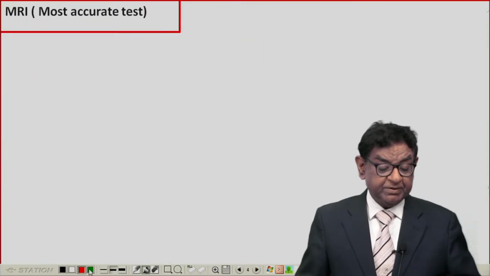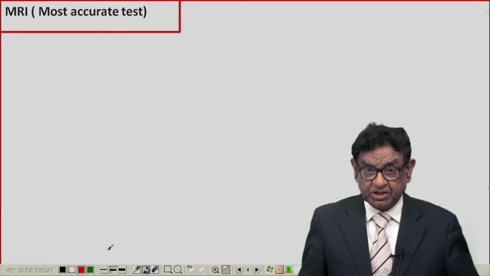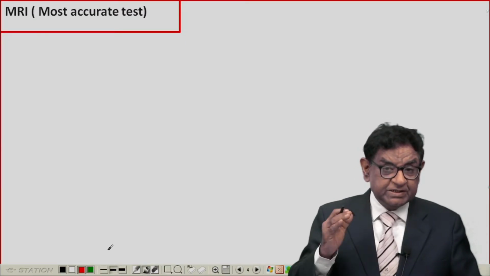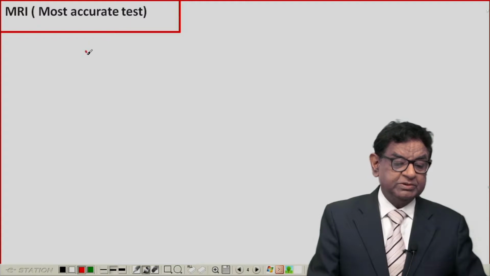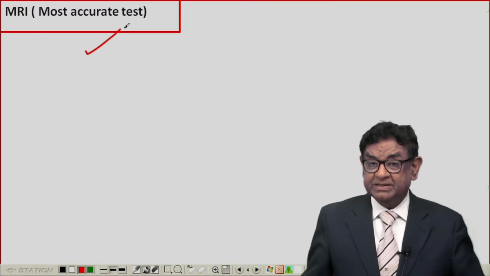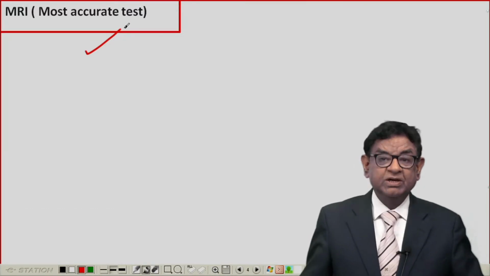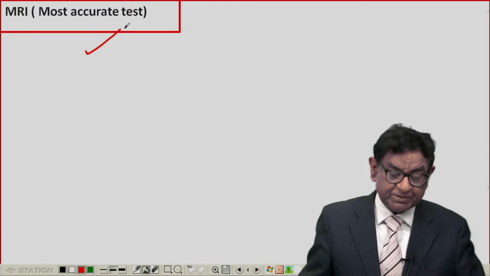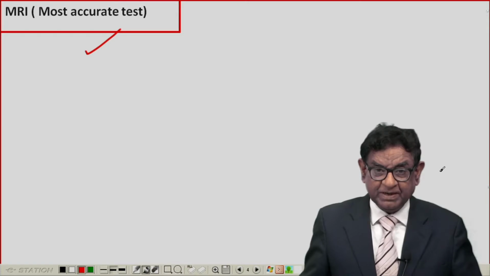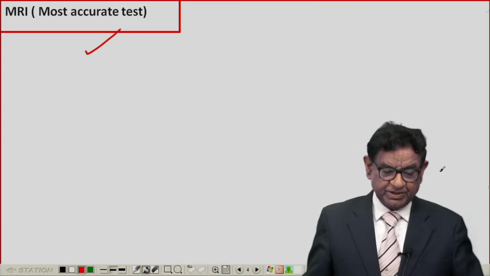But remember, ultimately to confirm ischemia, or in fact any stroke, the most accurate is MRI. Why? Remember, CT scan cannot pick up posterior fossa clots or posterior fossa ischemia, to be more precise, it cannot pick up. But MRI is a much better modality, though more effective after 24 hours, not within the first 24 hours.